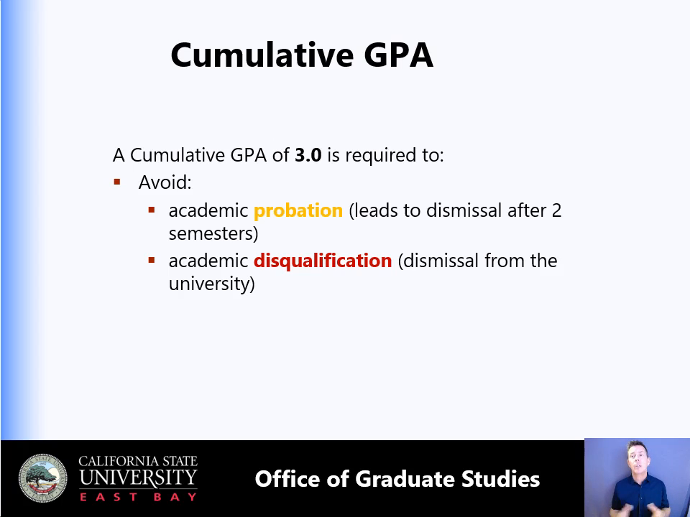If your cumulative GPA remains below 3.0 for a second semester in a row, you will be academically disqualified. Essentially, this is dismissal from the university and your program. You're basically expelled. So we never want that to happen. Whenever things are starting to look dire, please talk to your graduate coordinator, talk to your instructors about how you may remedy this situation and get back on track so that you can successfully complete your degree.